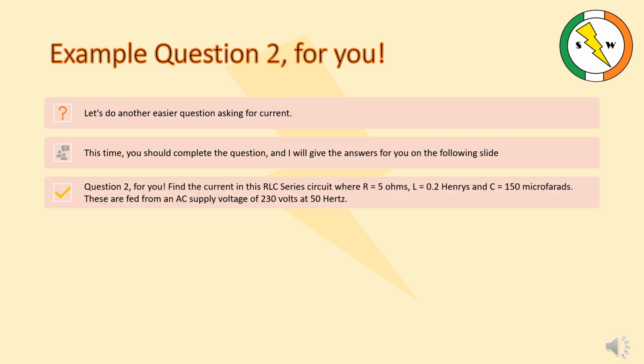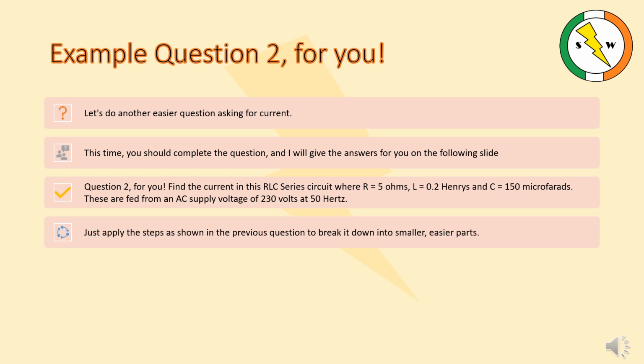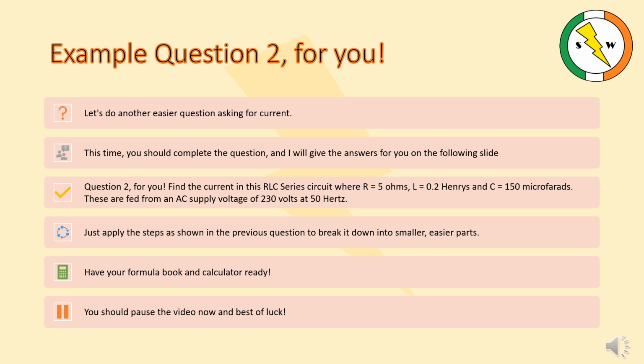Question 2. Find the current in this RLC series circuit, where R equals 5 ohms, L equals 0.2 henries, and C equals 150 microfarads. These are fed from an AC supply voltage of 230 volts at 50 Hz. Just apply the steps as shown in the previous question to break it down into smaller, easier parts. Have your formula book and calculator ready? You should pause the video now, and best of luck.